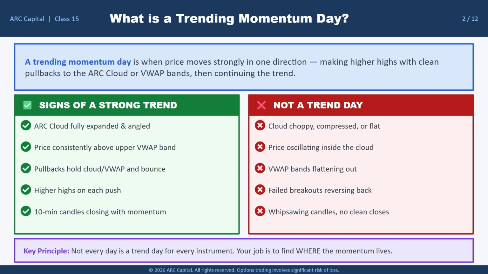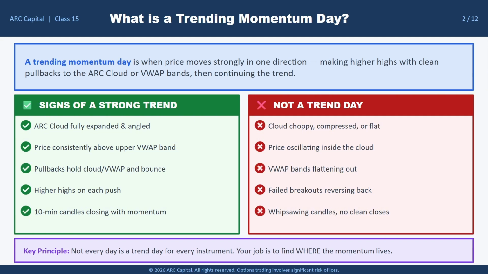You guys see how on those individual names the trend is very clear, right? The clouds are expanding, right? And angled, that's a sign of a trendy day. Once you start to see that in the morning after, let's say, that first initial pump, you can expect to see a continuation of that trend, right?